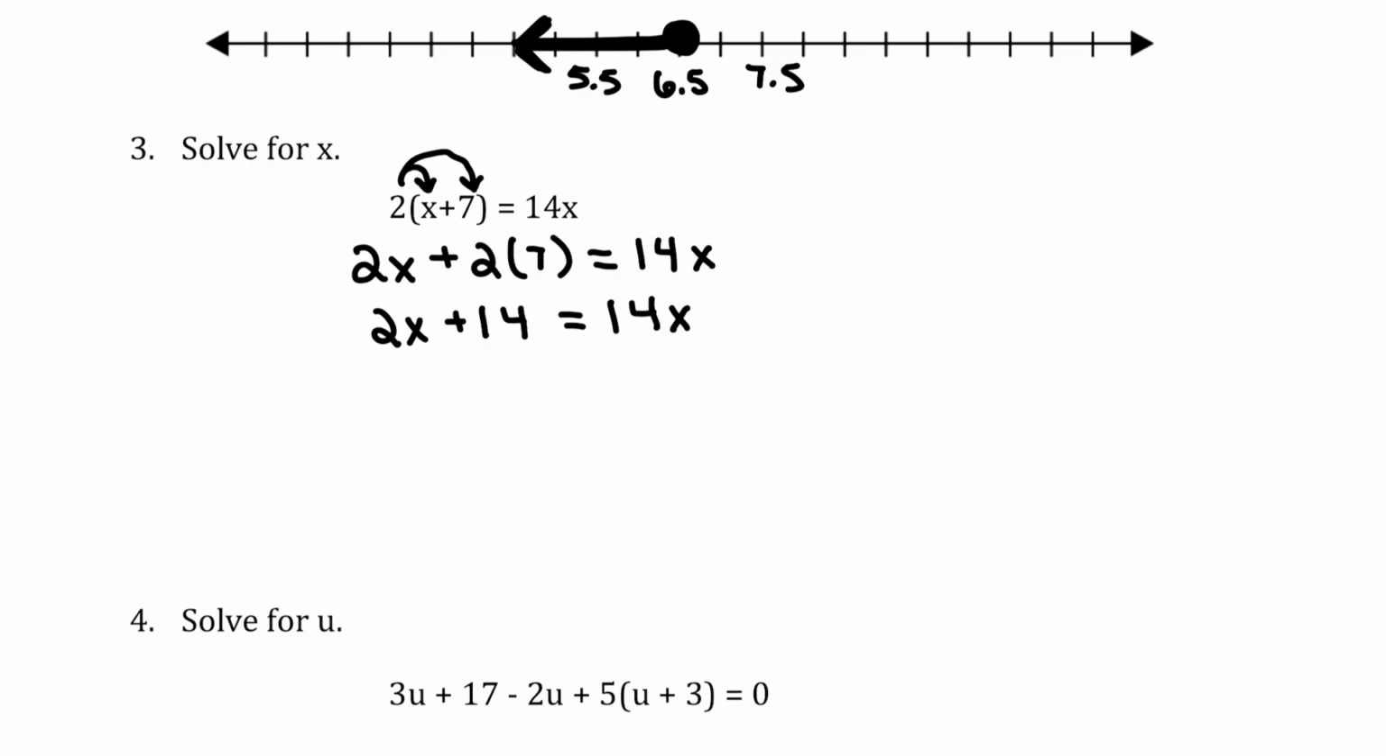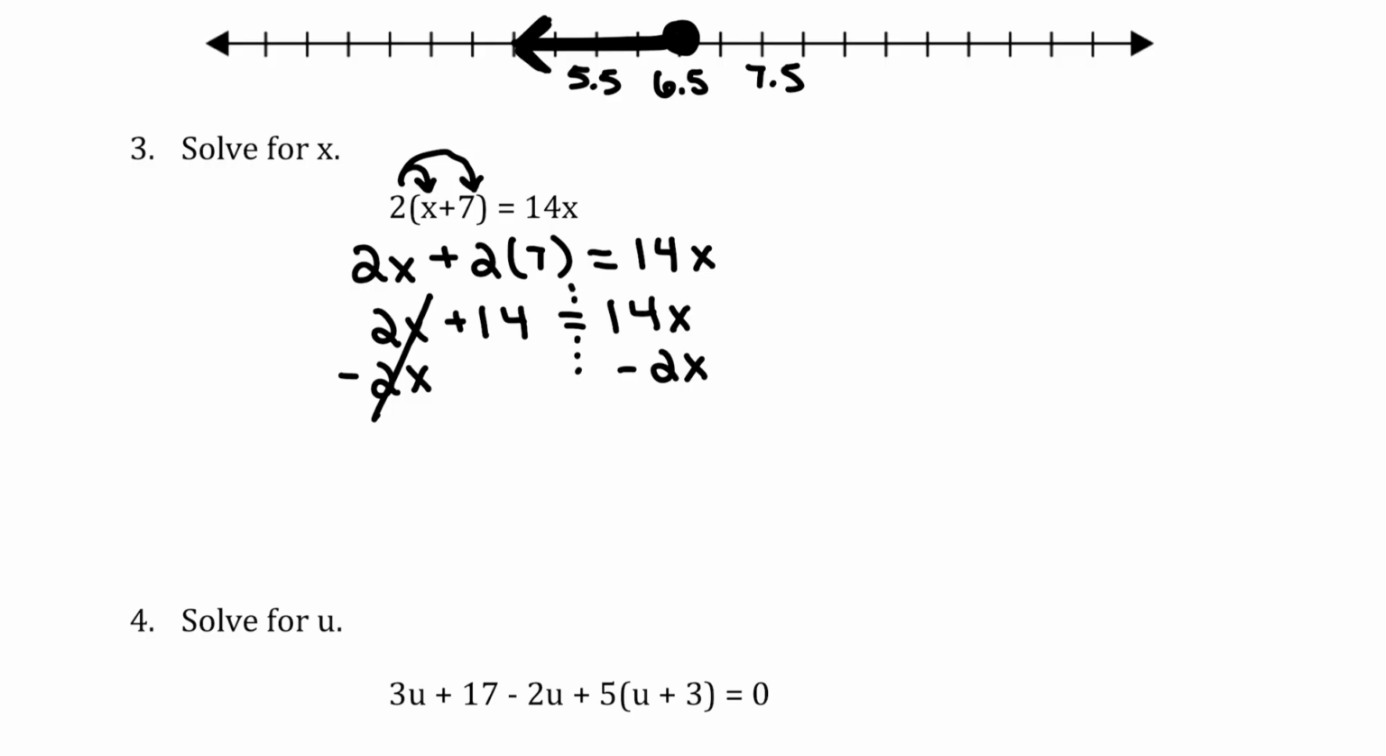We need to do the same thing as numbers 1 and 2. We need to get our x by itself. Usually, I like to move our variable to the left side of our equation, but this time, our constant, this 14 here that I'm underlining, there is no constant on the right side. So what I'm going to do is move our 2x to the right side of the equation. So minus 2x to both sides of this equal sign.